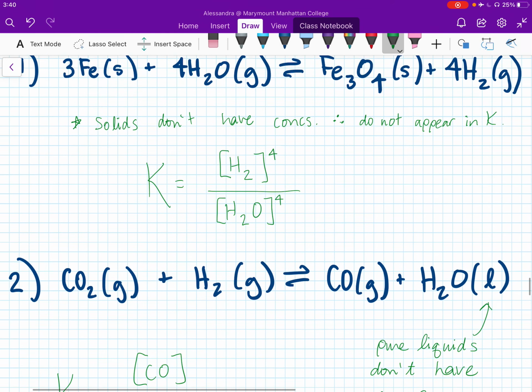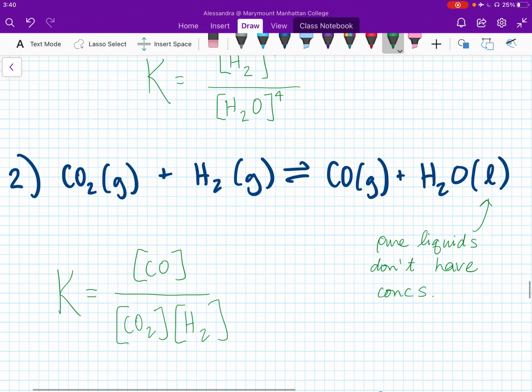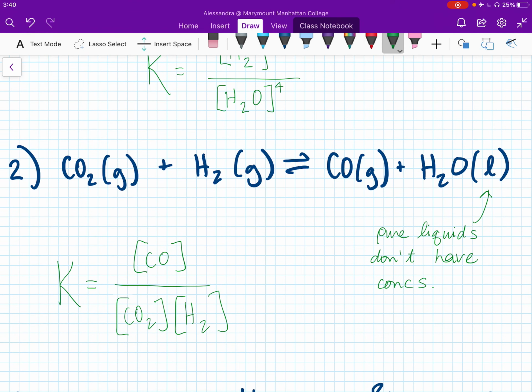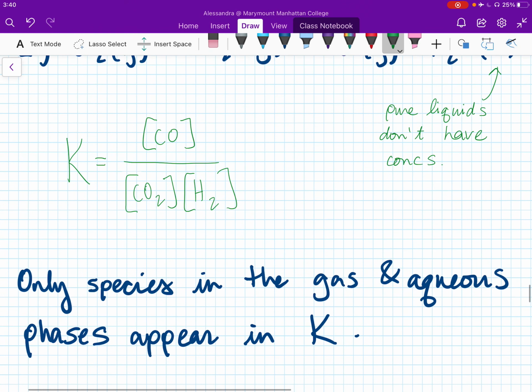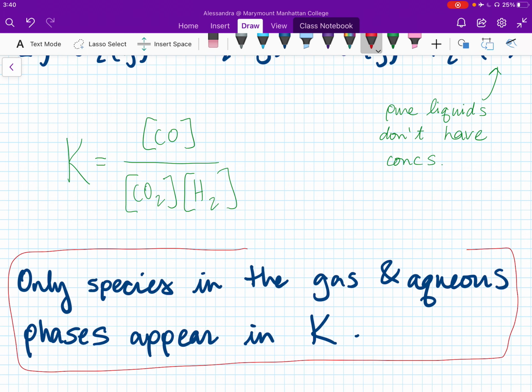So you have to be really careful about what species you're dealing with when you're writing your expression for equilibrium constant. So the moral of the story is that only species in the gas and aqueous phases appear in the expression for the equilibrium constant K.